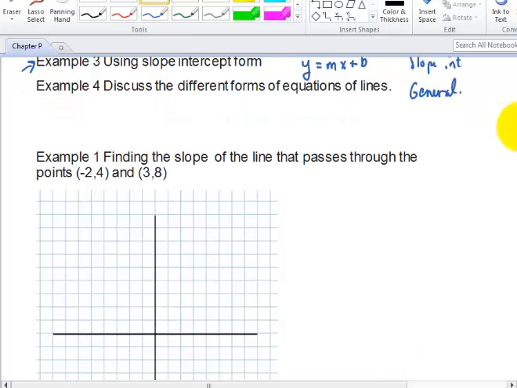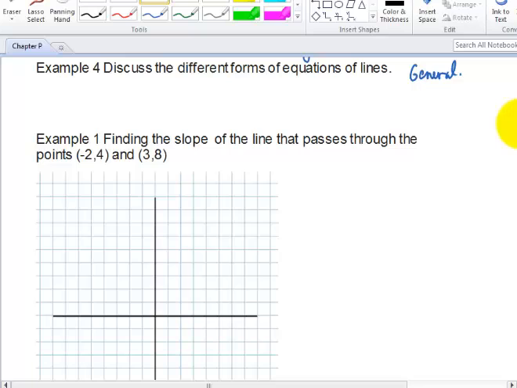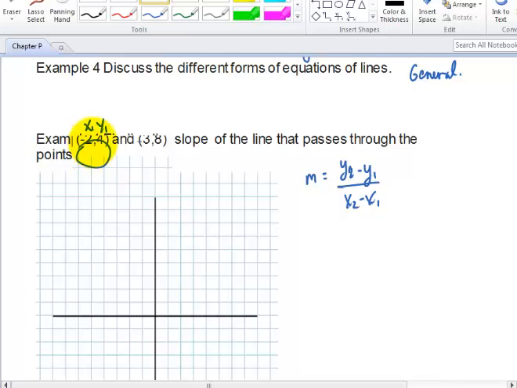And that is, if I give you two points, can you find the slope? The traditional way to do this is to just plug into the equation. Be consistent. This will be x1, y1. So in this problem, it says find the slope of a line that passes through the points (-2, 4) and (3, 8). This should be something relatively simple to do.